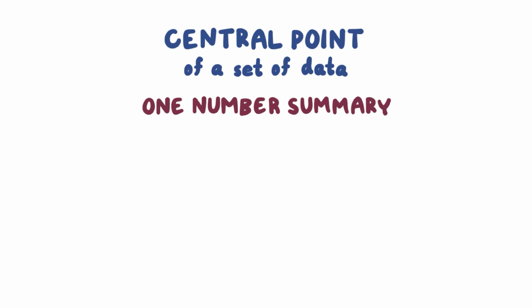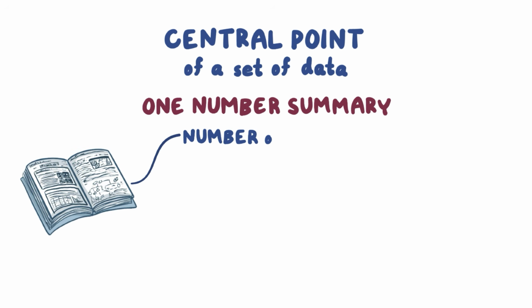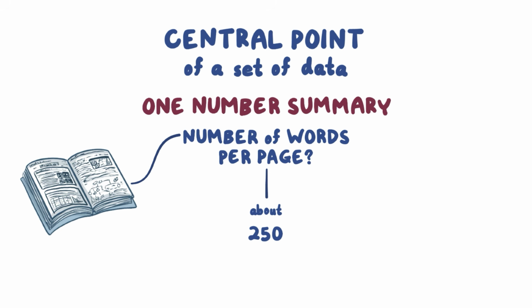In statistics, it's often helpful to know the central point of a set of data, because it gives a pretty good idea about the whole data set. It's like a one-number summary of the data. For example, what's the number of words on a page in a book? Well, it's about 250. Of course, it depends on the book, but that's the one-number summary.